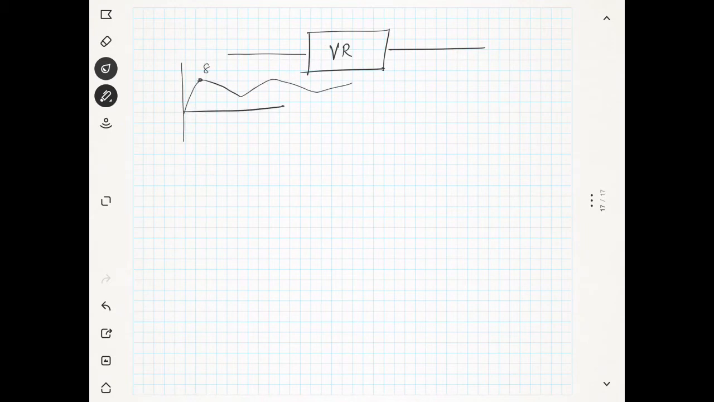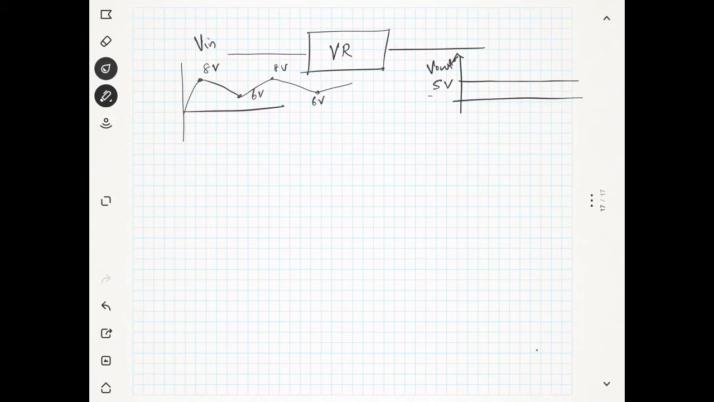Maybe this is changing from a maximum of 8 volt and a minimum of 6 volt. But the output, if you want to fix it at 5 volt, you will get a constant 5 volt output. This is the V out and this is the V in.